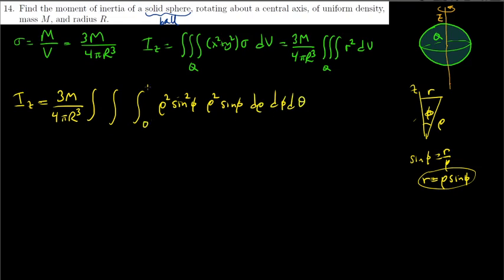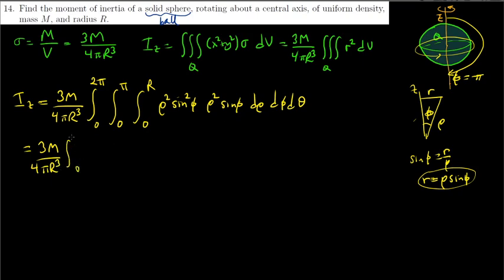Rho goes from 0 to capital R because that's the radius of the sphere. Phi goes from 0 to pi, right, because we're going from the positive z-axis to the negative z-axis. So the negative z-axis is just phi is equal to pi. And we're going all the way around the circle, so theta goes from 0 to 2 pi. Okay, so that's the setup. The rest is just some arduous integration. Although the theta integral is independent, so that'll just give us a 2 pi.